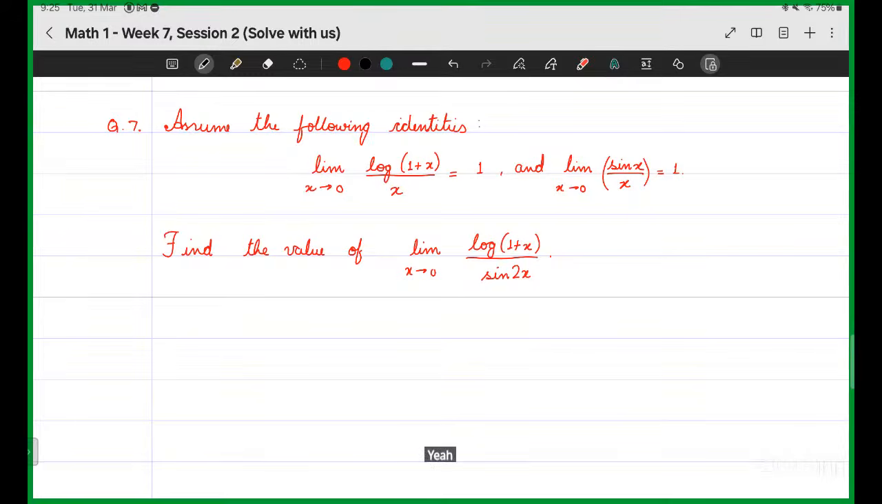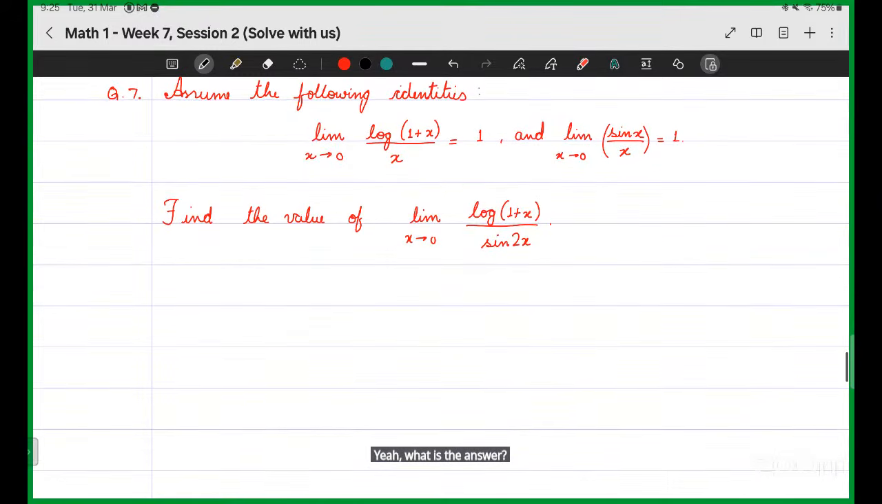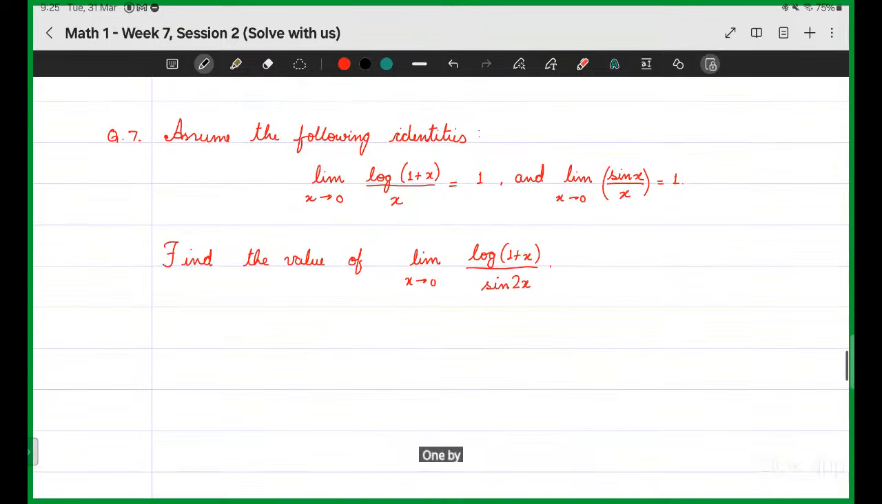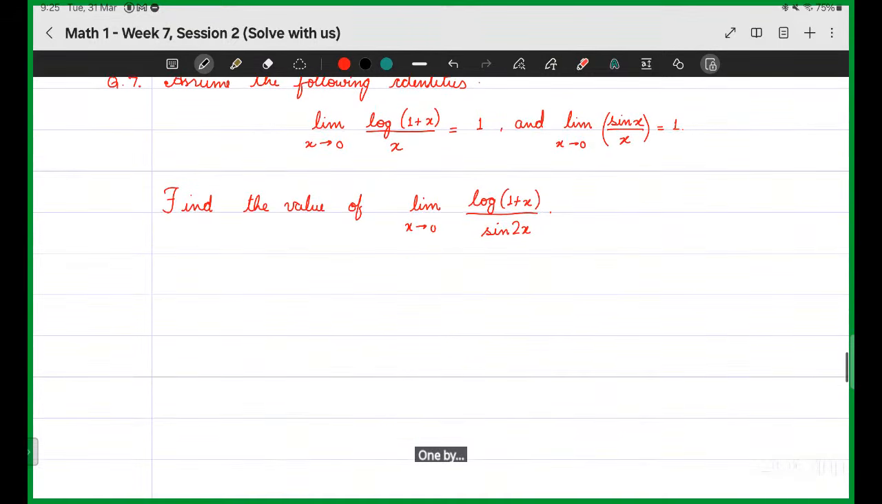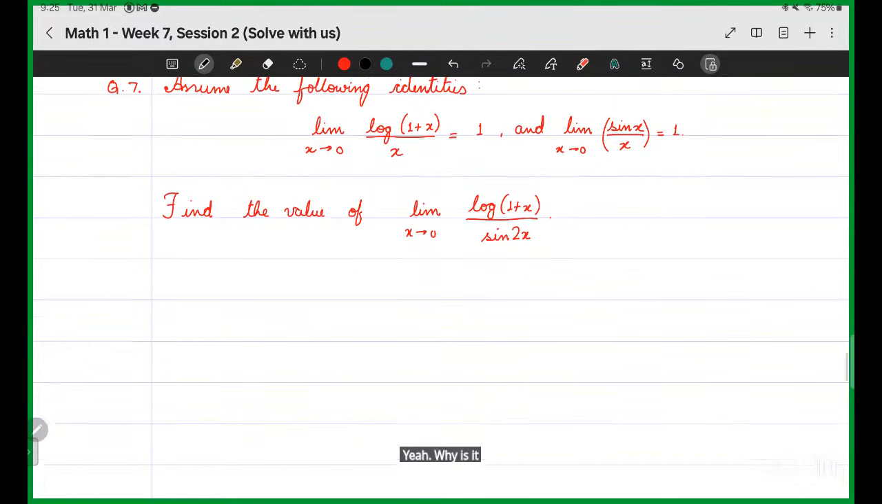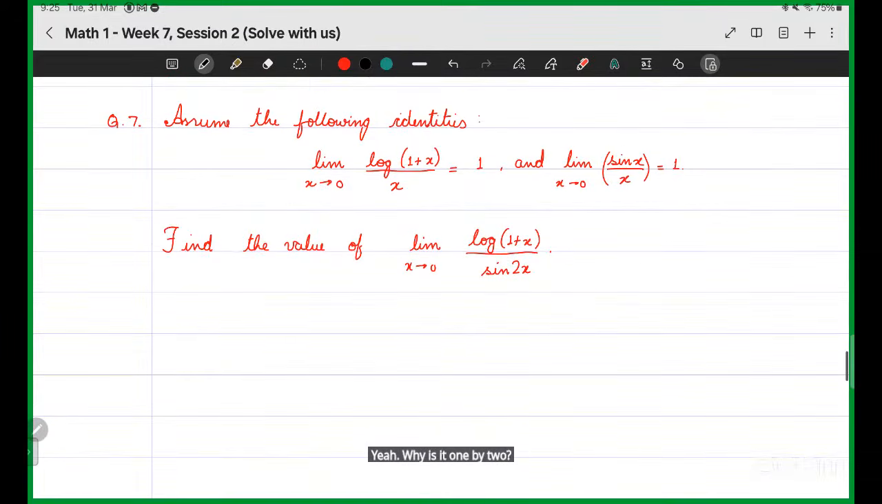Yeah, what is the answer? 1/2. Yeah. Why is it 1/2? Sir, in the numerator part, you can divide x and multiply x. And similarly, in the denominator part, you can divide 2x and multiply 2x.